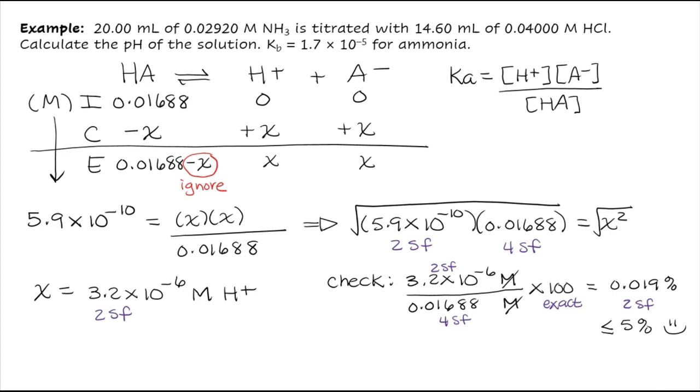We have one more step, and that's to calculate pH. pH equals the negative log of the H plus concentration. So negative log of 3.2 times 10 to the negative 6. We have 2 sig figs in our log term, which means we have to round to 2 decimal places in our result. So taking the negative log of 3.2 times 10 to the negative 6, rounded to 2 decimal places, gives us a pH of 5.49.